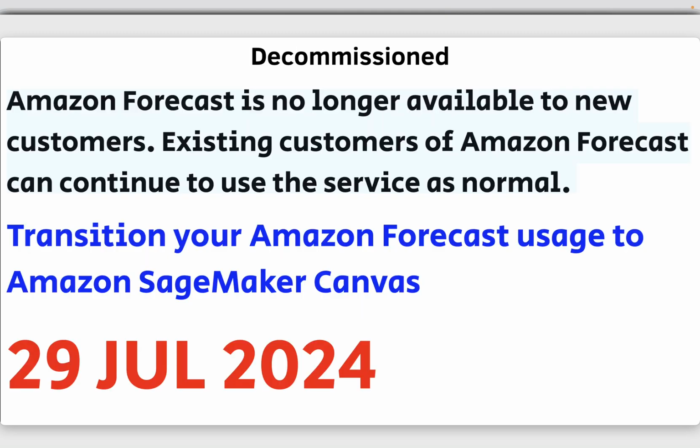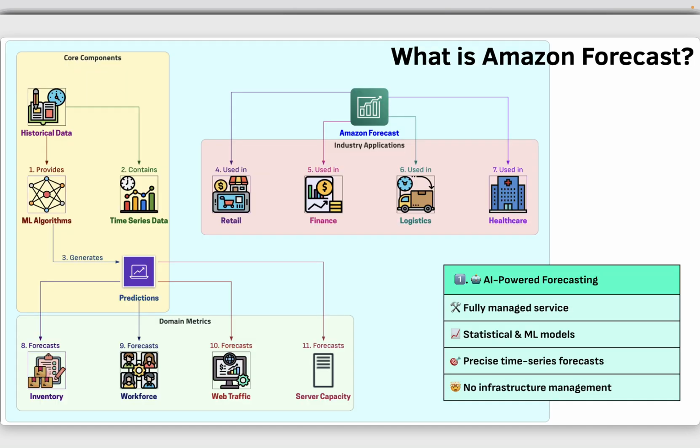Amazon Forecast is no longer available to new customers. Existing customers of Amazon Forecast can continue to use the service as normal. You can transition your Amazon Forecast usage to Amazon SageMaker Canvas, and this was published on 29 July 2024. This is still part of the exam syllabus, so that's why I'm covering it. Depending on when you watch this video, if it is no longer part of the exam syllabus, I will remove this particular lecture. Anyways, what is Amazon Forecast?